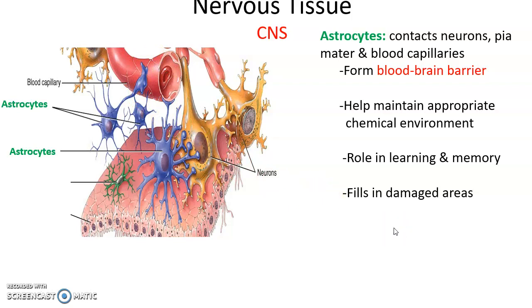The blood-brain barrier is very important in controlling what can and cannot get into the nervous tissue in the brain and spinal cord. The astrocytes, because of this blood-brain barrier, help to maintain the appropriate chemical environment for the nervous tissue. So they restrict what can come in so that only the appropriate electrolytes and water and other chemicals make it into the nervous tissue. It is thought they have a role in learning and memory by guiding the formation of synapses, though that is not fully understood.